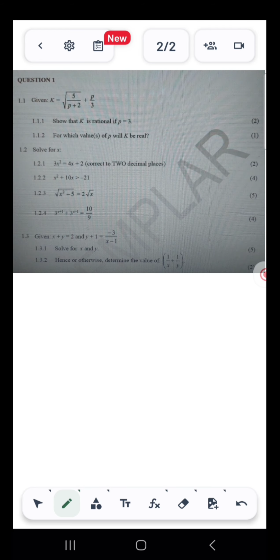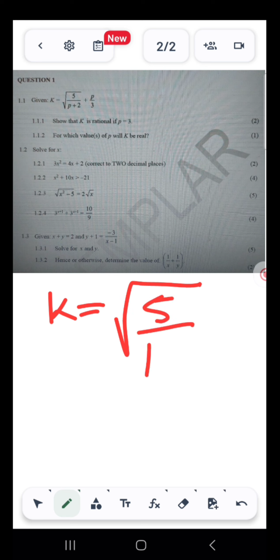Okay, so we are still with solve for x. Remember to read the instructions like I said, and also remember to number correctly. So the first question says you are given k, and k is the square root of 5 over p plus 2, plus p over 3. So you are given k, and this is your k.